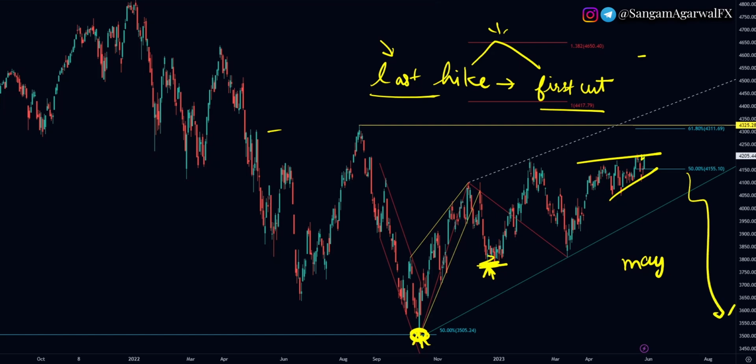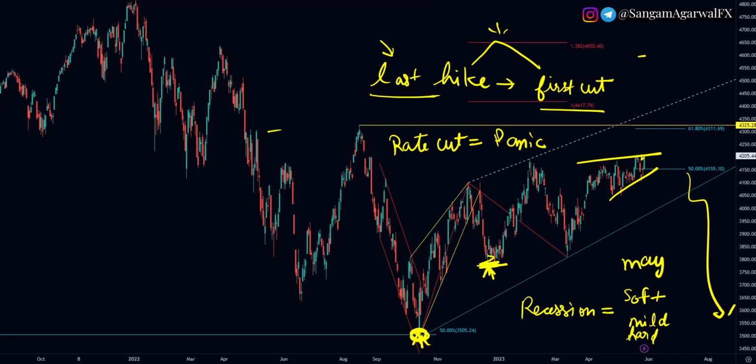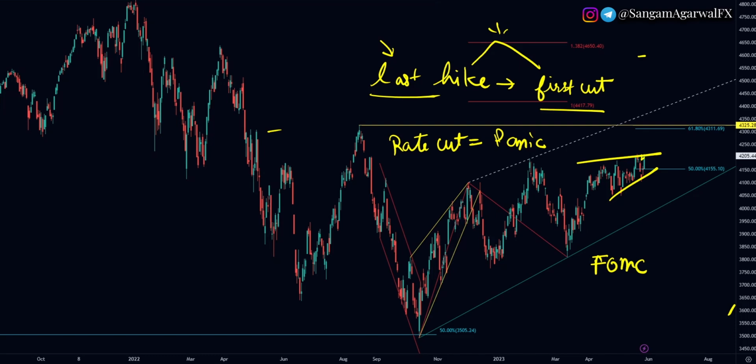And like I am saying since last year, a rate cut is a sign of central bank panic. That means your recession is now going out of control. First the recession was a soft landing, then it became a mild recession, and now the next step is a hard landing. And because of the FOMC minutes last week, the Fed is saying the first rate cut can be in the January FOMC meeting next year. So this is the maximum timing that this market can go up.